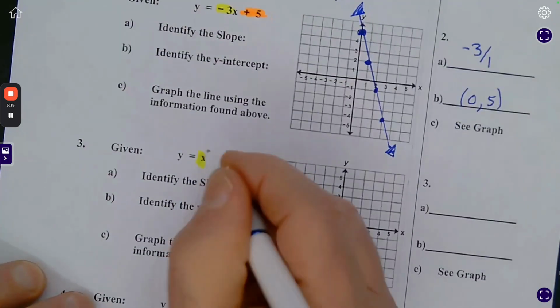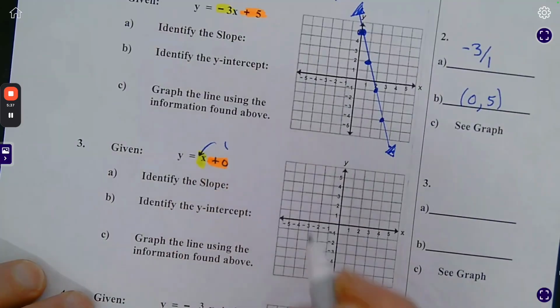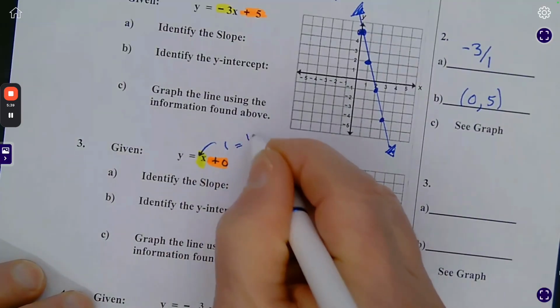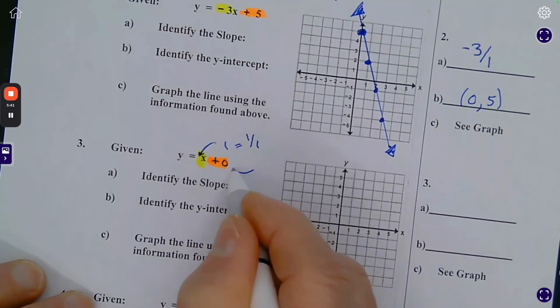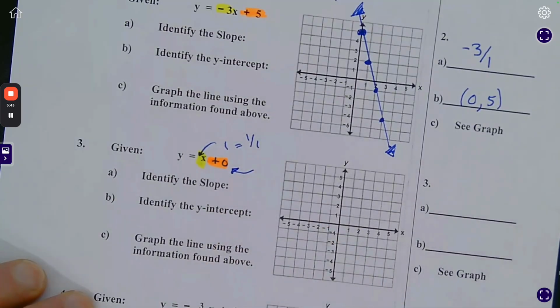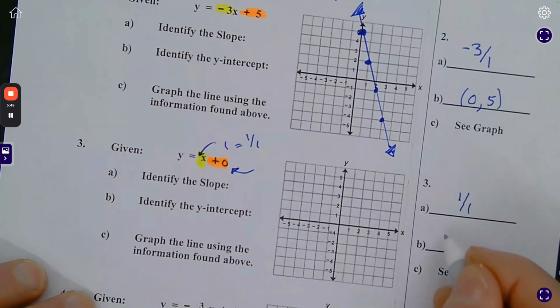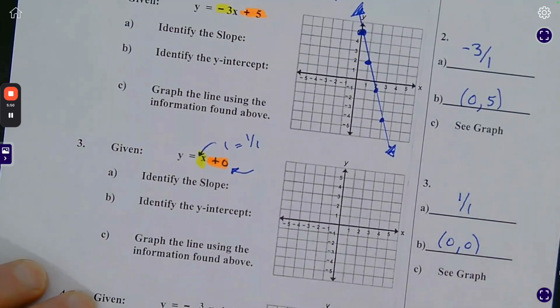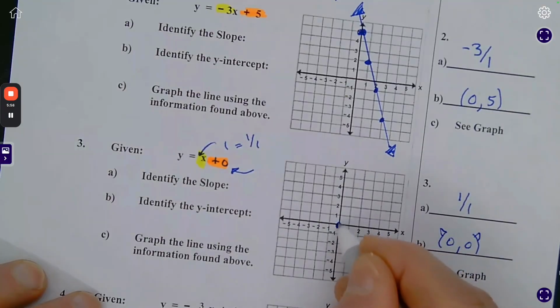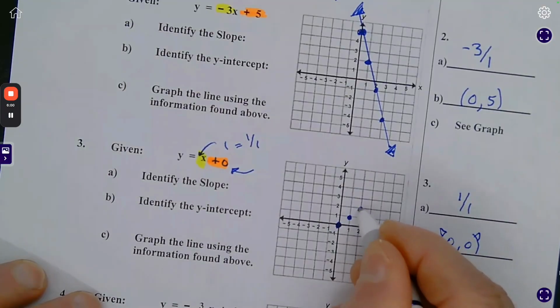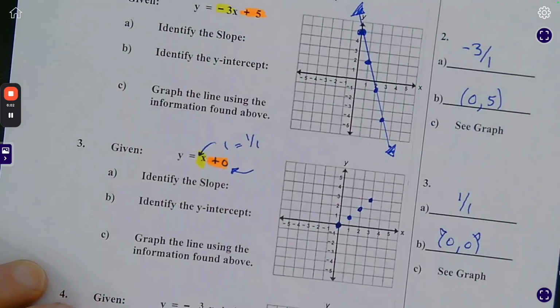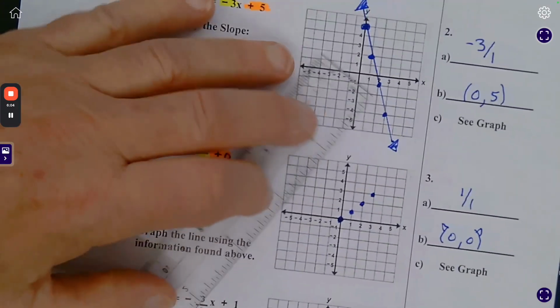So I have a slope of 1, and I want to make it a fraction, so that's 1 over 1, and I have a y-intercept of 0. Okay, so slope 1 over 1, and y-intercept (0, 0). Kind of looks like a little owl, doesn't it? Now I'm going to go to 0, and go up 1 over 1, up 1 over 1, up 1 over 1. All right. Draw the line.